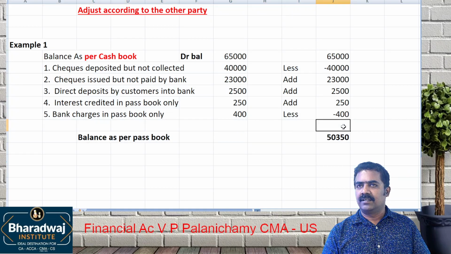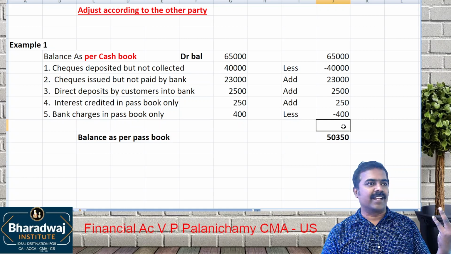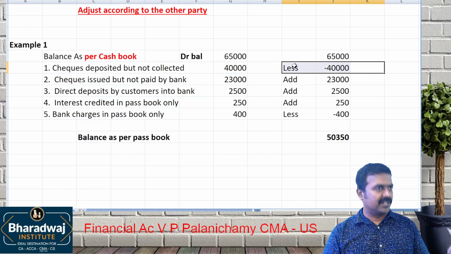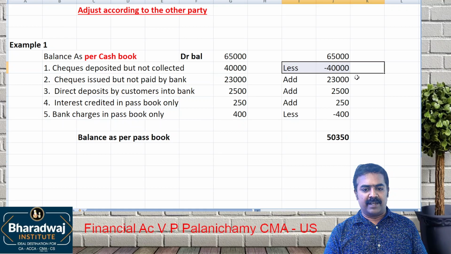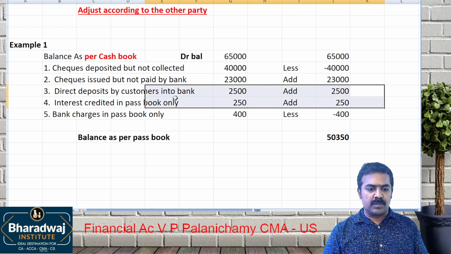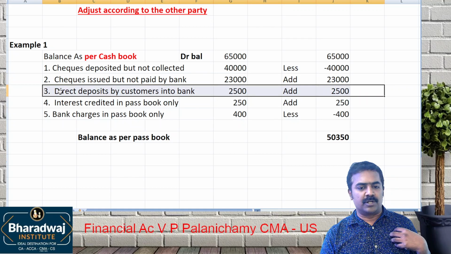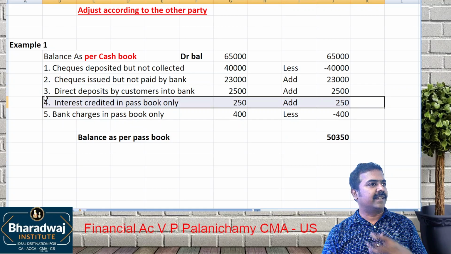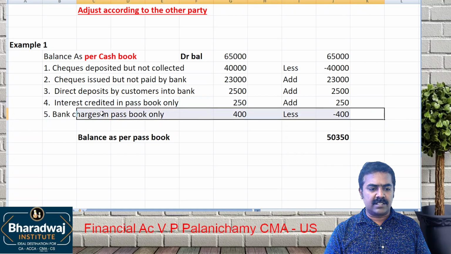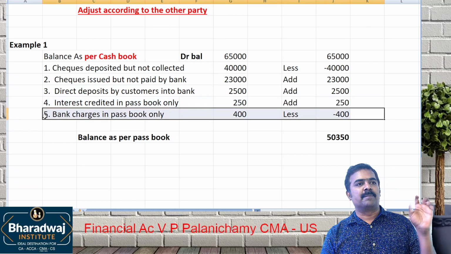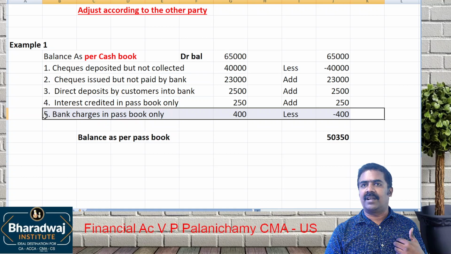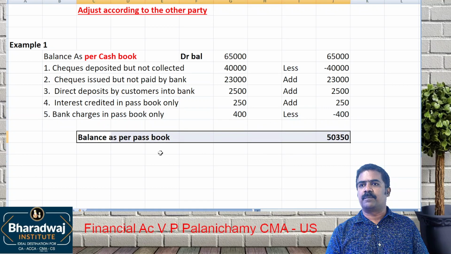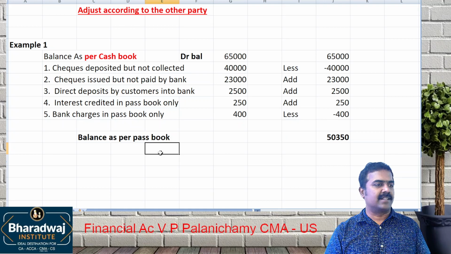Any doubt in it? We have added, the banker has not added, eliminate it. We have deducted, the banker has not deducted, so what to do? Add back. The banker has added to our bank account, so let us also add it. This also the banker has added in our bank account, we have not added, add it. Then the bank charges made in the passbook only, they have deducted it, we have not deducted, so what to do? Less. So balance as per passbook. Adjust according to the other party and you will get the answer.